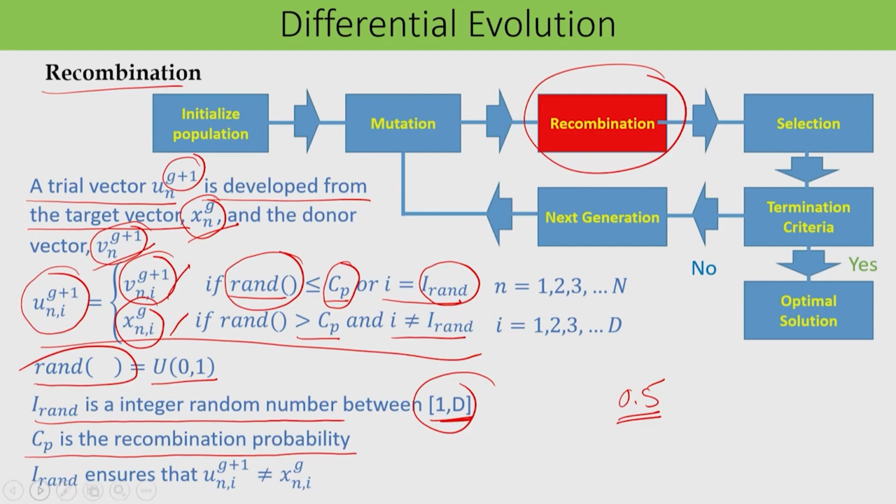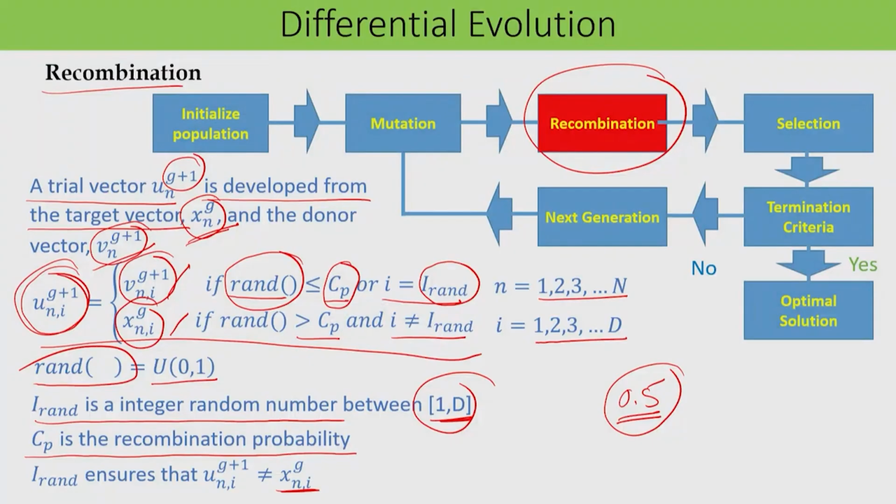So, i_rand ensures that u_n,i,z+1 is not equal to x_n,i,z. Okay. This will ensure that, because once i equals i_rand, certainly we are getting something from the donor vector. Anyway, depending upon this probability, you will get some variables from the donor vector and some variables from the target vector. This process will continue for n equal to 1 to N and i equal to 1 to d. So, you are getting a new trial vector now, and this vector is u_n,i,z+1.